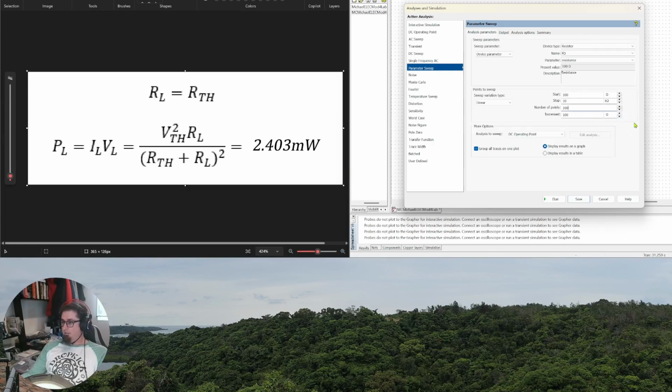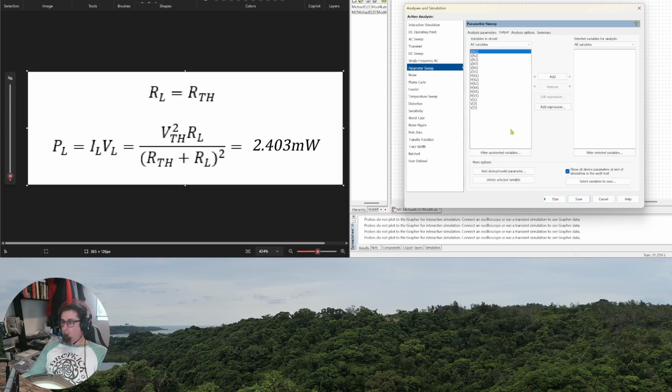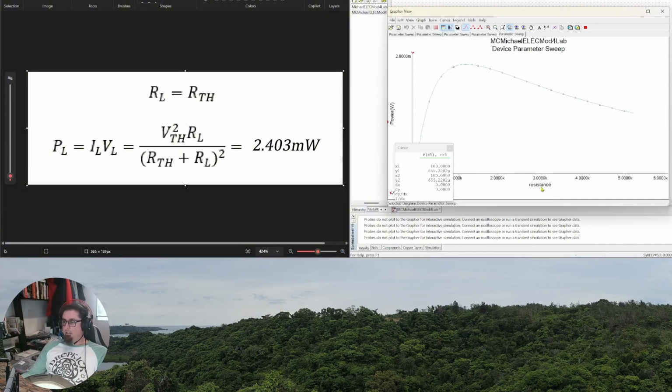And then linear resistance. I believe this is right. So let's go ahead and give this a run and see what we get. Nope, I forgot to output. We're looking for the power on R5. I'm going to add that in. Now let's run it. We get this nice sweep.